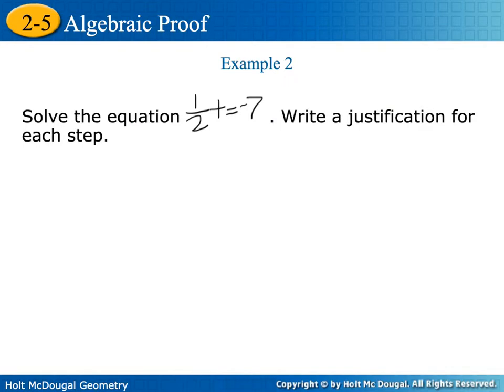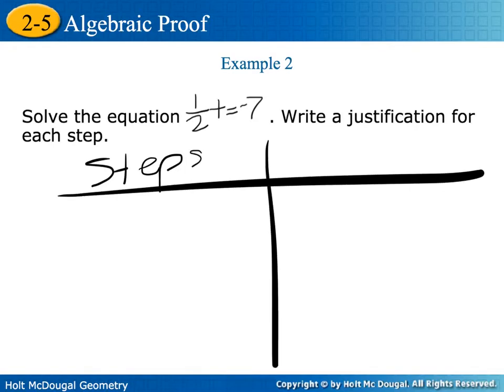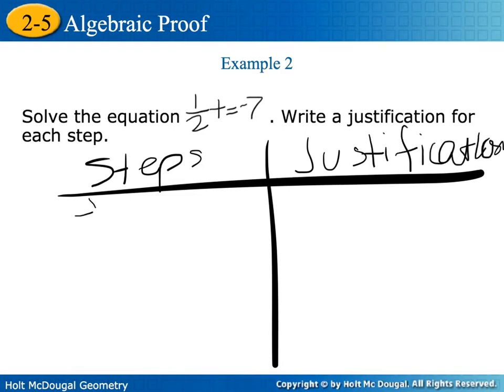Okay, example 2. Solve the equation 1/2 t equals -7. Write a justification for each step. So again, steps and justifications. We have 1/2 t equals -7. Again, this is given to us, so we just write that it's given.